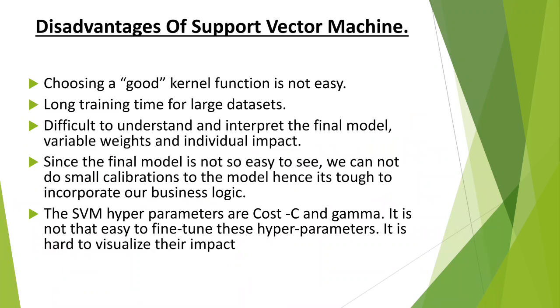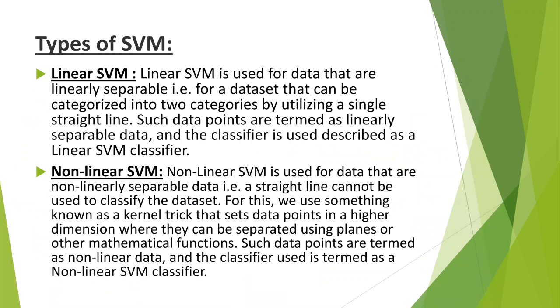The SVM hyperparameters are cost, C and gamma. It is not that easy to fine-tune these hyperparameters. It is hard to visualize their impact. Types of SVM: linear SVM and nonlinear SVM.